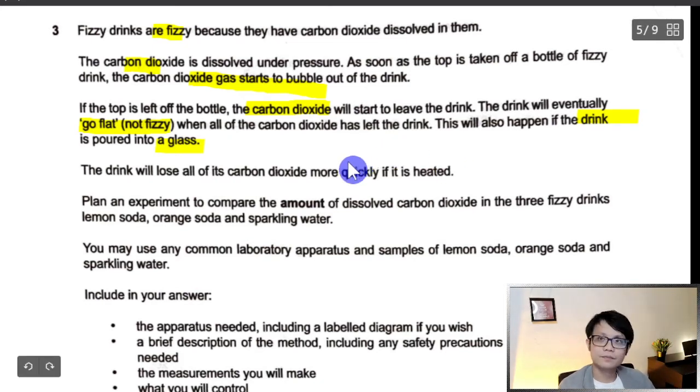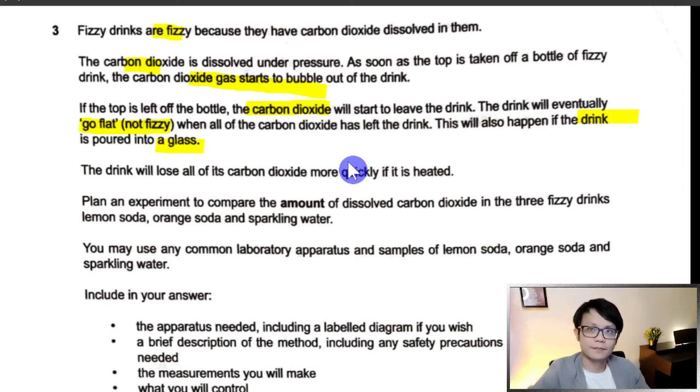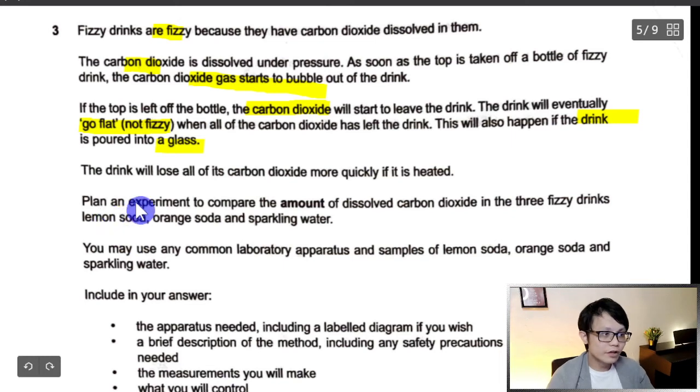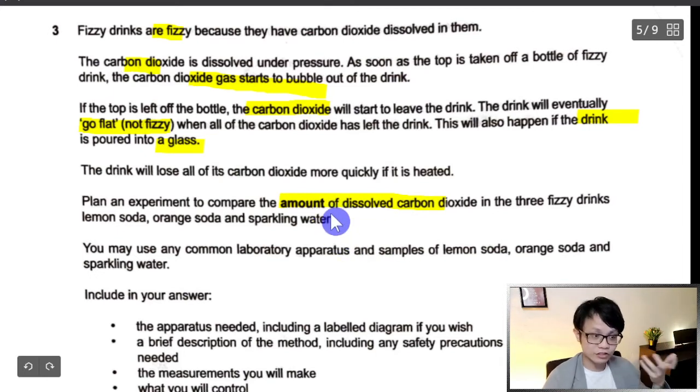Let me adjust a bit. The drink will lose its carbon dioxide. Plan an experiment to compare the amount of dissolved carbon dioxide. Of course, this one you can do by yourself. You don't necessarily need to buy Pepsi or Coca-Cola. If you look at YouTube, they teach you how to make a carbonated drink using bicarbonate of soda, and you know what you do. Then you can actually make a soda drink in your own house.